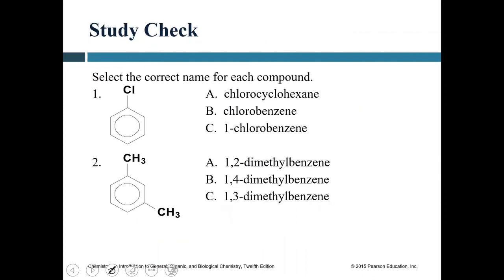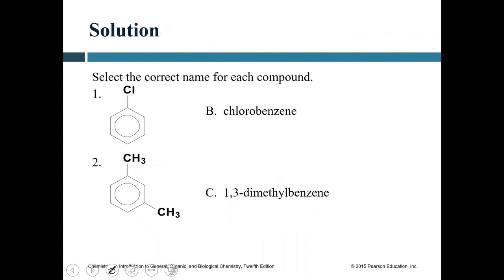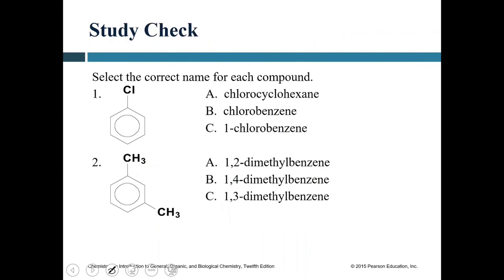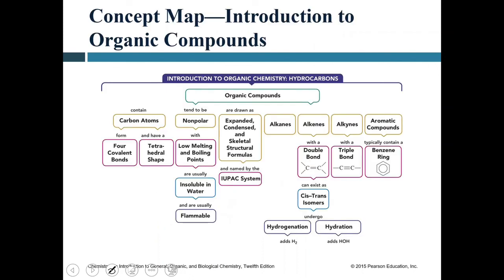So let's take a look at the names for each of these compounds. So this is chlorobenzene, of course. This is 1,3-dimethylbenzene. So this is kind of a concept map for the organic compounds. So study it, and that's going to be a part of your next exam.